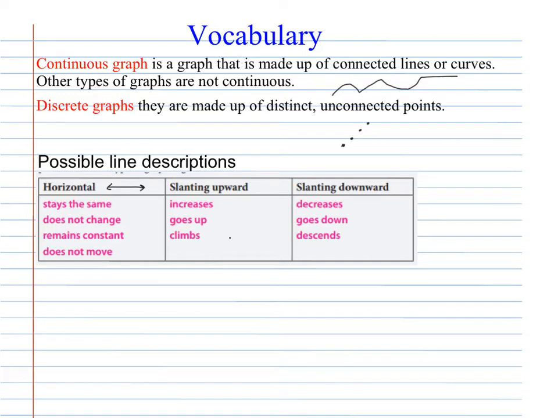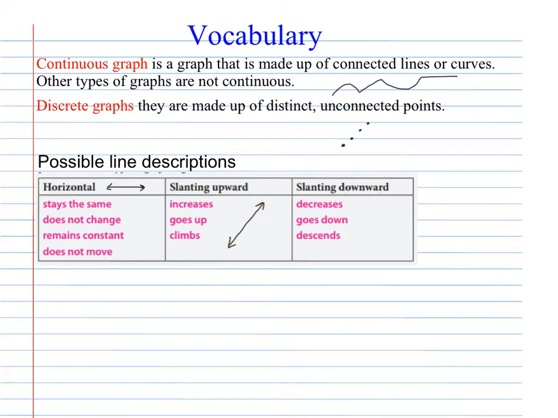Slanted upward would be something that looks like this, and this one could have a greater slope or steepness than this one. The keywords are increases, goes up, climbs. That is slanted upward. So this is a movement, and it is a consistent movement up.